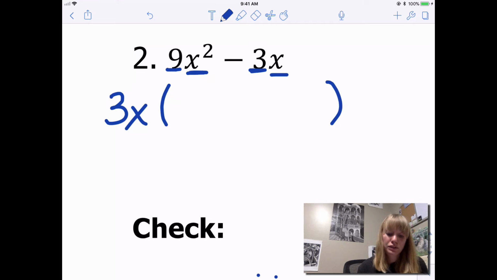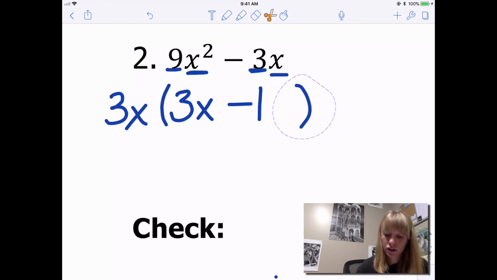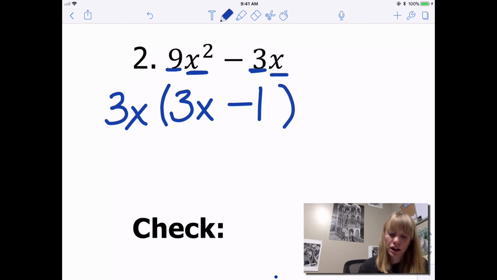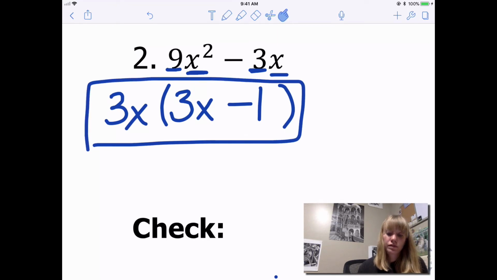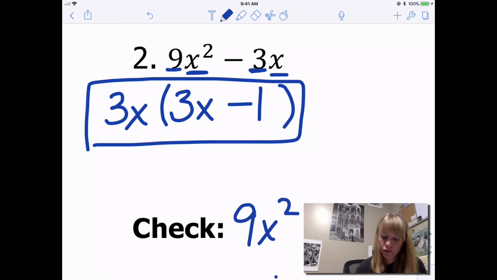Okay. 3 times what gives me 9 is 3. X times what gives me x squared is x. And then 3 times what gives me negative 3? Well, that's negative 1. And what times x gives me x is also 1. So this final answer is just 3x times 3x minus 1. I can double check. 3x times 3x is 9x squared. 3x times negative 1 is negative 3x. Check. That's exactly what my original problem was.